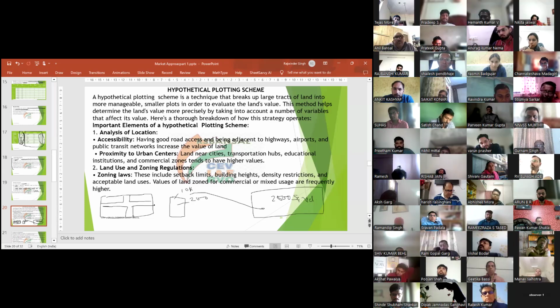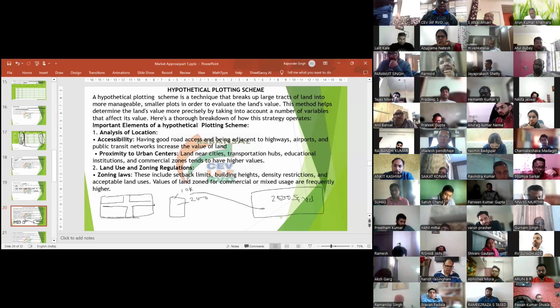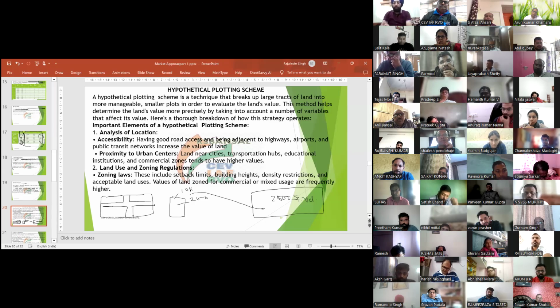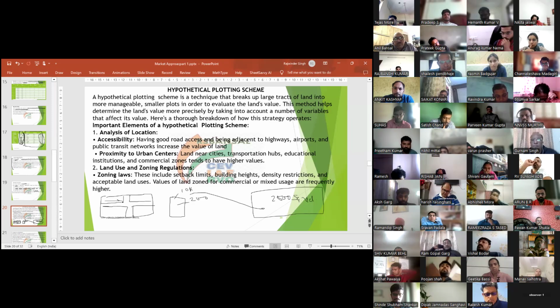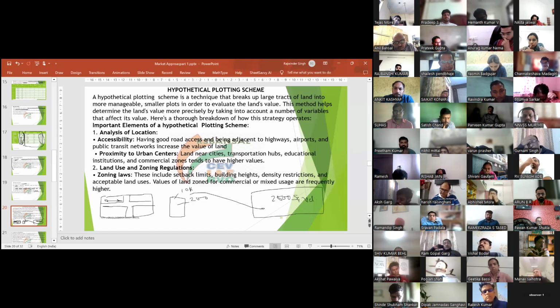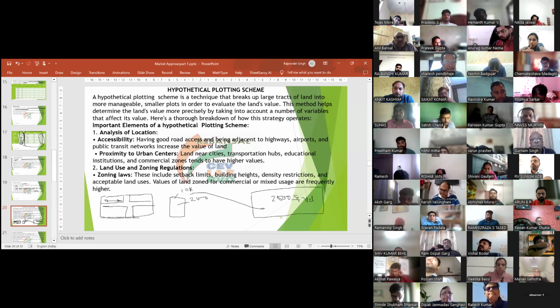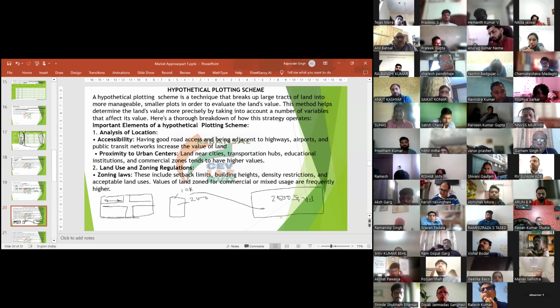So you hypothetically plot this on paper, and then you find what is the actual saleable area of the plots by deducting the area reserved for roads, for parks, and other amenities. You calculate net saleable area.